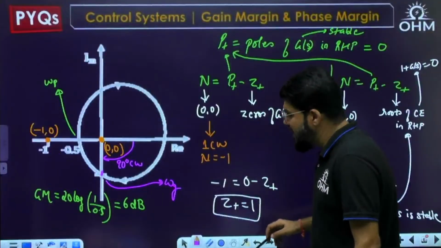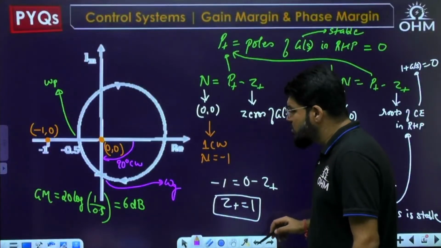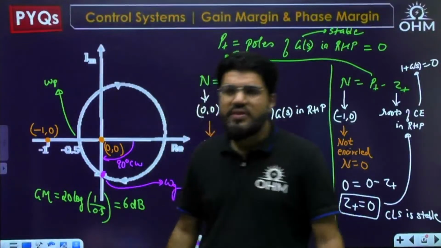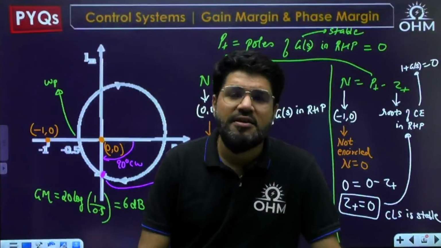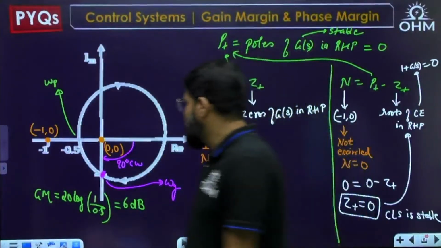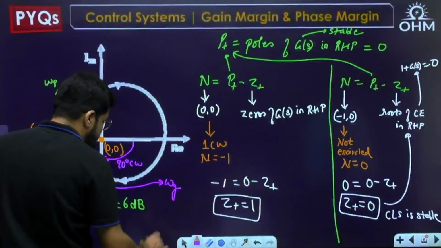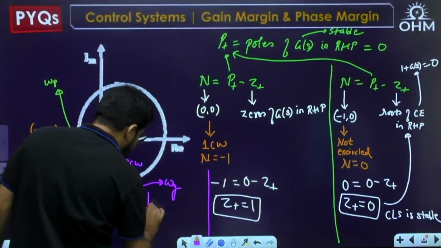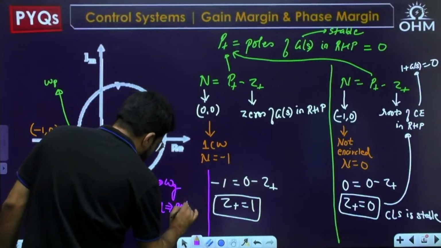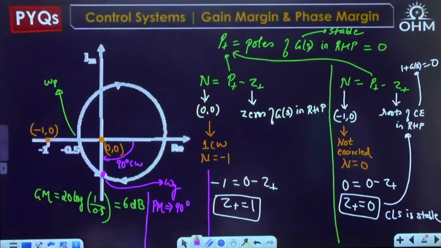So right now, like gain margin, I can say that the system also has some margin with respect to the phase. How much can you change the phase of the system? 90 degrees clockwise maximum in this case, and that will be known as the phase margin.